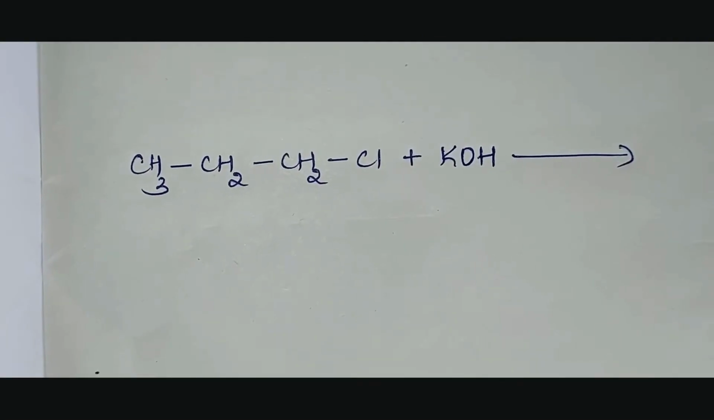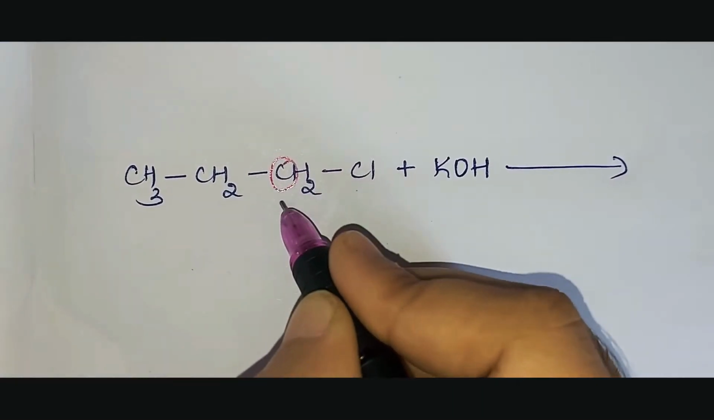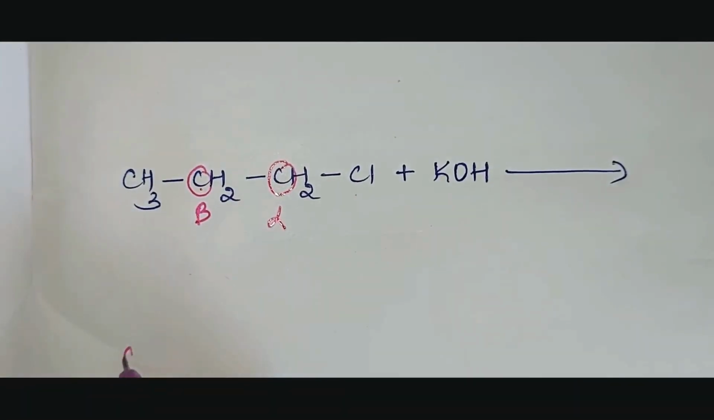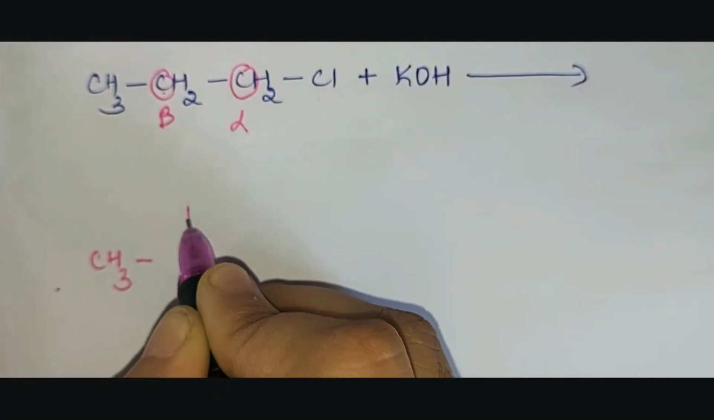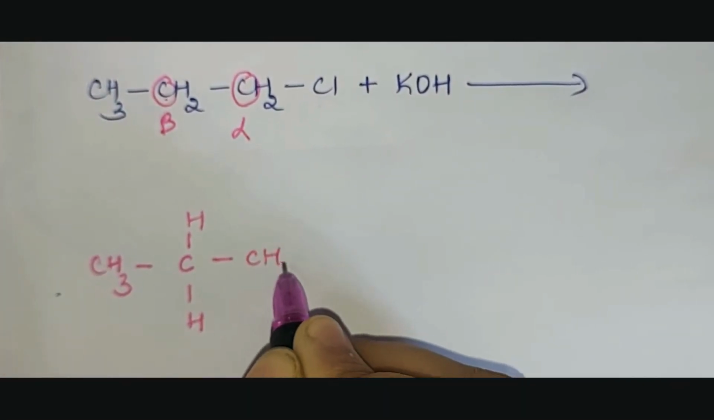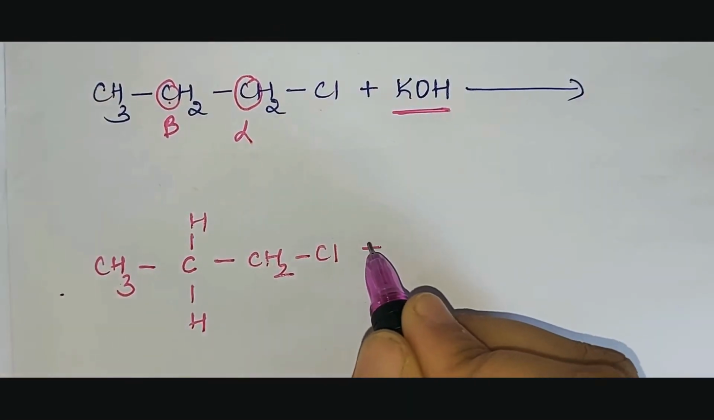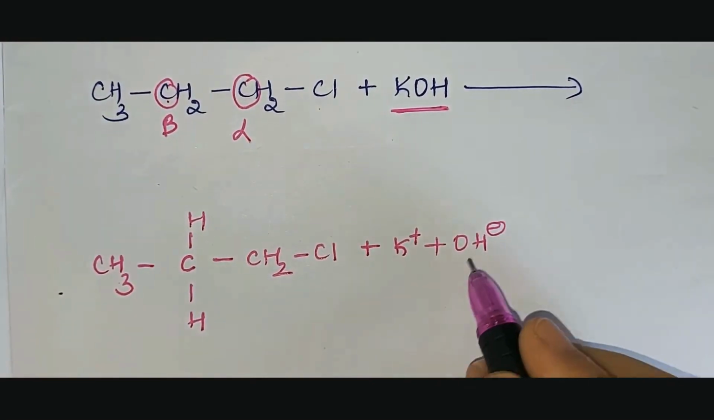Consider an example of alkyl halide with KOH. The carbon to which the halogen is bonded becomes alpha carbon atom, and the next carbon atom becomes the beta carbon atom. So we'll rewrite the reactant. We'll represent the beta hydrogens separately here, plus KOH. So the reaction takes place with what? Aqueous KOH. So the KOH can be written as K plus and OH minus.